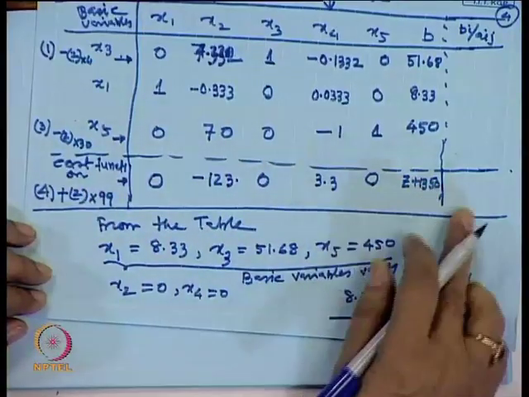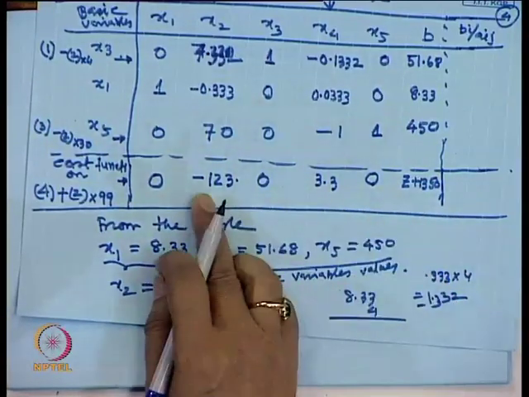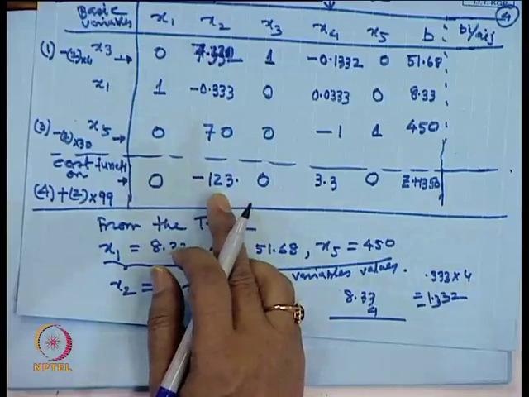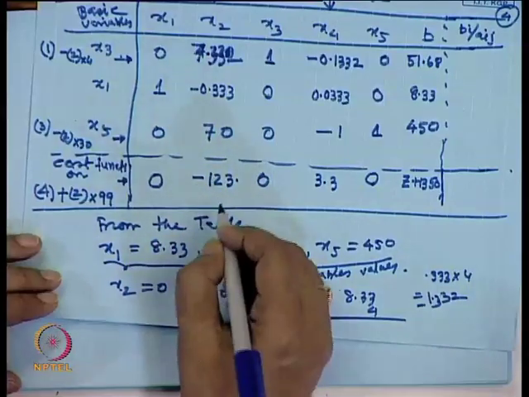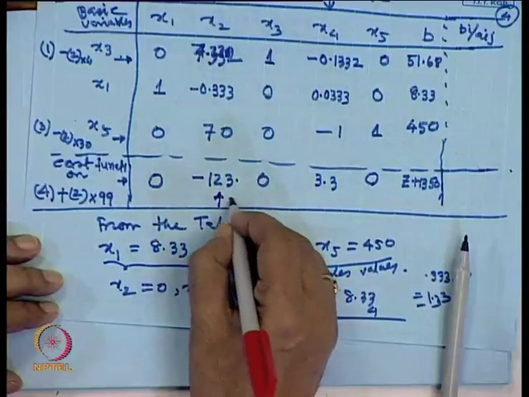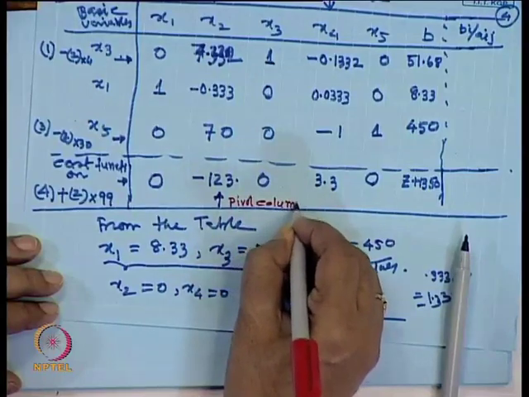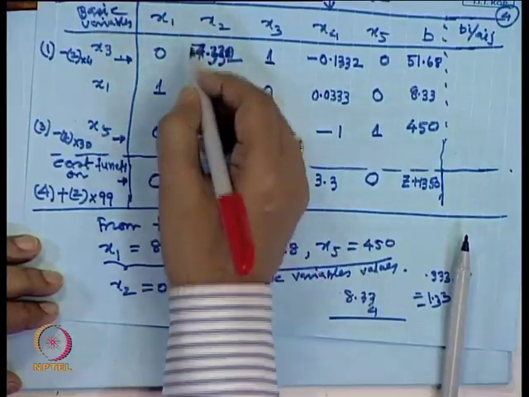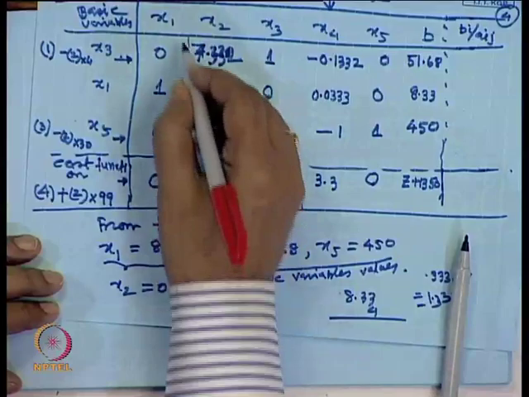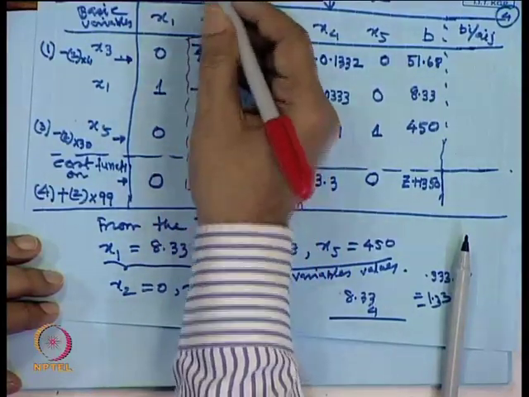Now, which one will be our pivot column? I told you, if you recollect, you look at the coefficients of the objective function; the most negative coefficient will be considered the pivot column. So, for the second table, this is our pivot column. That means now x2 will go in as a basic variable.